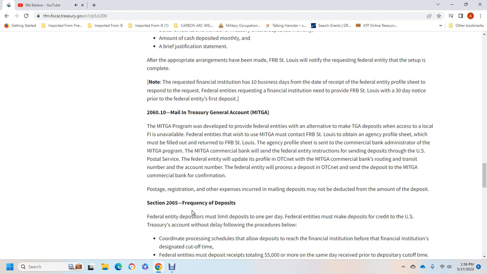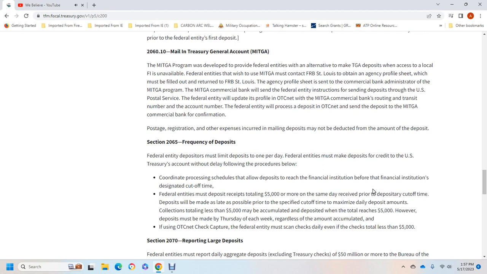The Mail-in Treasury General Account commercial bank is settled with the federal entity's instructions to send the deposit with the U.S. Postal Service. The federal entity will update Over-the-Counter Net with the Mail-in Treasury General Account commercial bank's routing transit number and account number. The federal entity will process the deposit in Over-the-Counter Net and send the deposit to the Mail-in Treasury General Account commercial bank with confirmation. Postage, registration, and other expenses incurred in mailing the deposit may be deducted from the amount of the deposit.